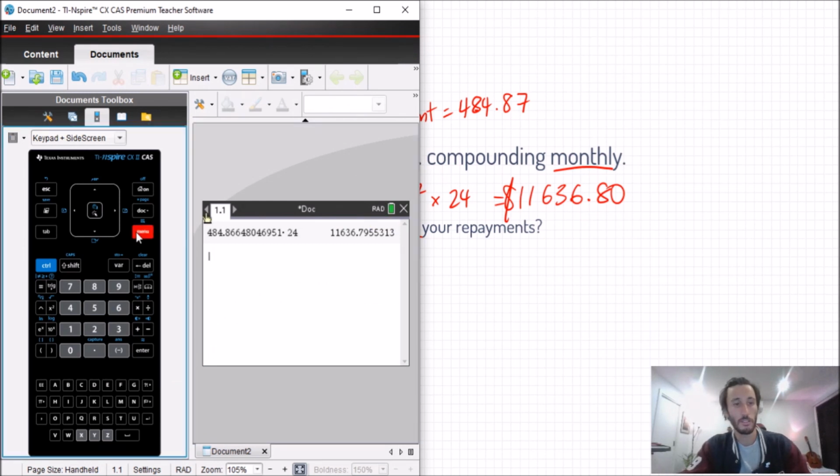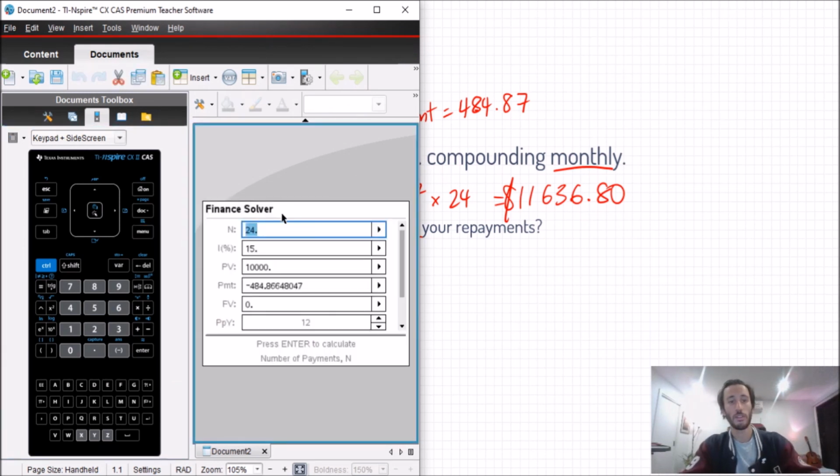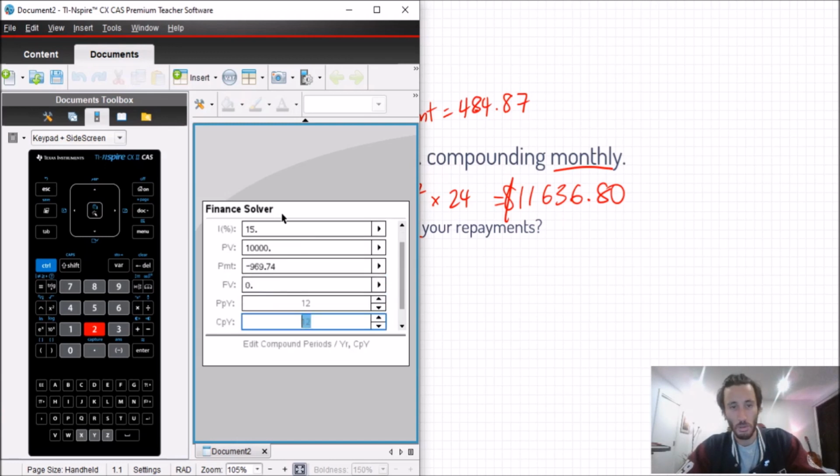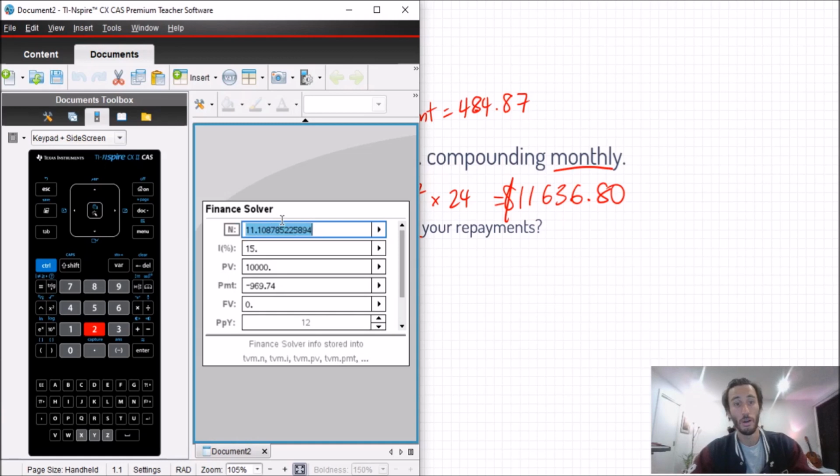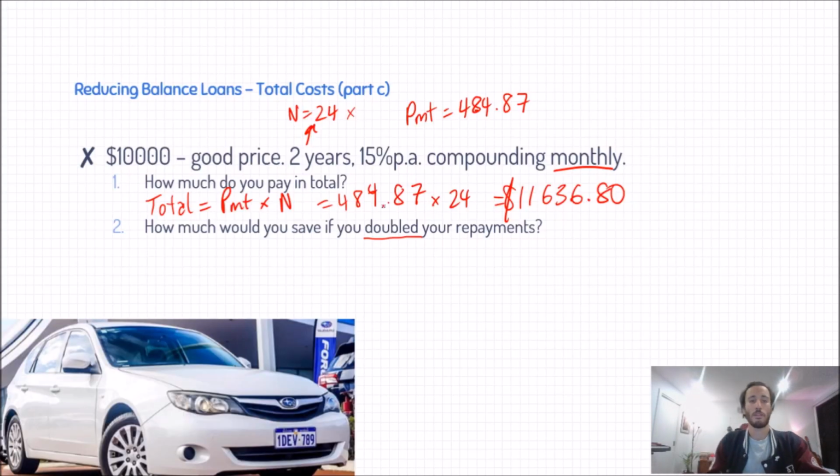So we go into Finance Solver, and the cool thing about Finance Solver is it saves all our stuff from before. We don't know what N is, so we can just skip that for now. Interest rate is the same, present value is the same, payment is now this number. So let's do it rounded. $484.87. Notice that it's negative. That's money leaving us. And we're now timesing it by 2. Future value is 0. Payments per year 12. All of this is the same. Our new N is now 11.108.